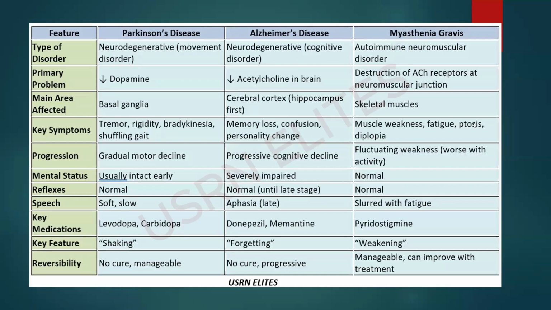For this one, there's muscle weakness, fatigue, ptosis. So you see how the differences are. You can look through them. The key feature in Parkinson's disease is shaking. Then Alzheimer's disease, there is forgetfulness. That's why you have to keep on orienting them. Then in myasthenia gravis, there's weakening.